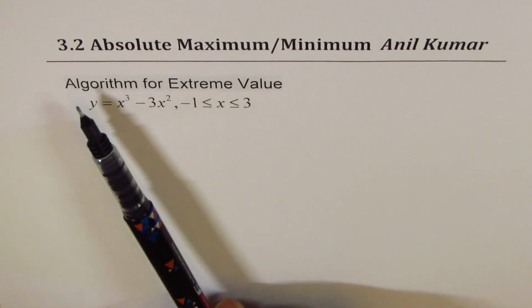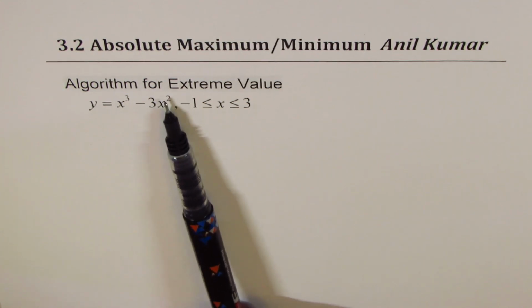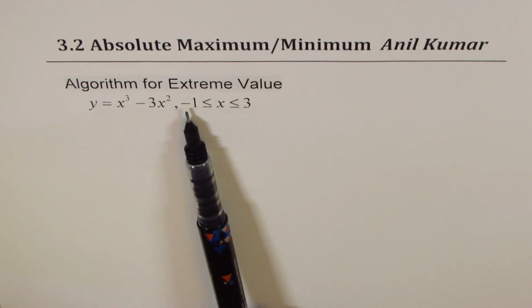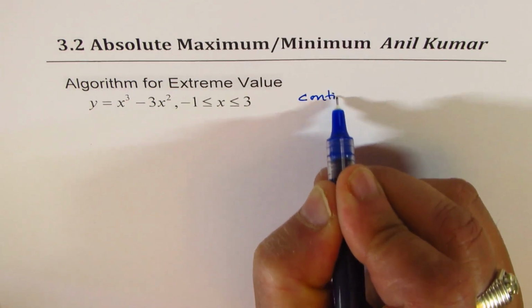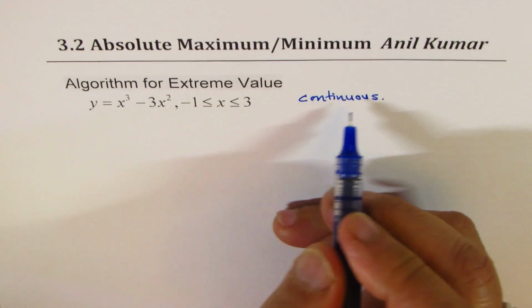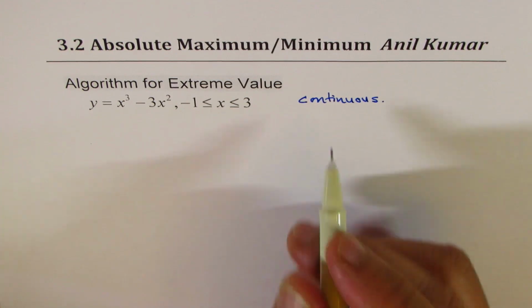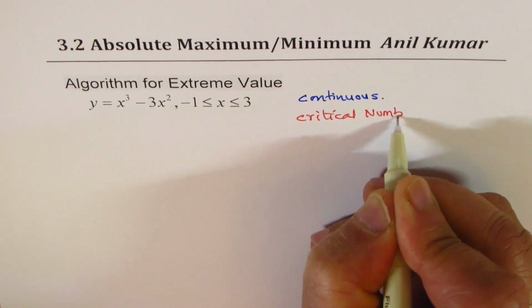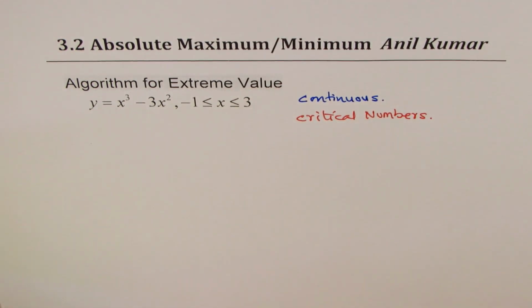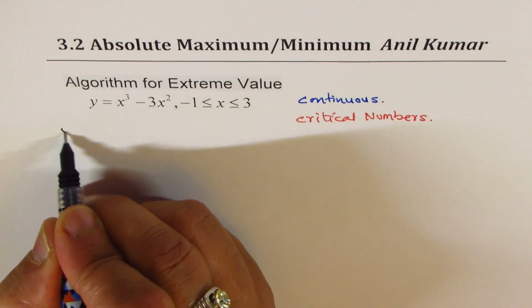Now we'll apply the algorithm for extreme values. The function is y equals x cubed minus 3x squared, and we're talking about the interval -1 to 3. We see that the function is continuous, right? So it makes sense. Since it is continuous in the given domain, let's find the derivative and find the critical numbers. The second step is critical numbers, which are basically where the derivative is 0 or not defined.